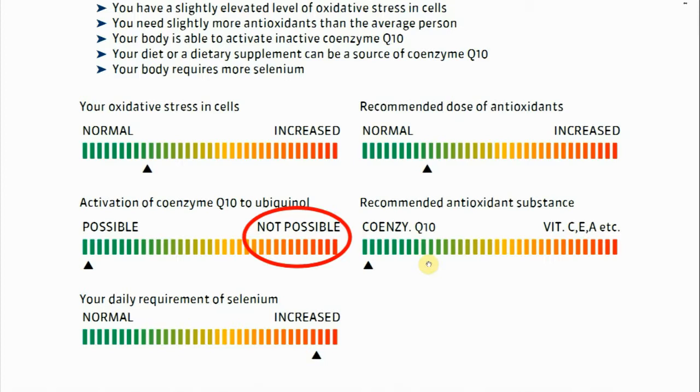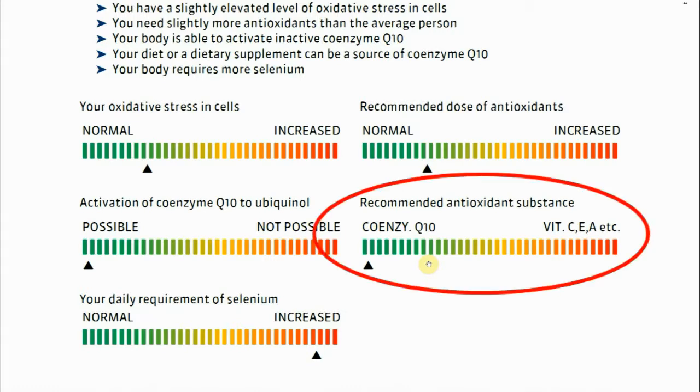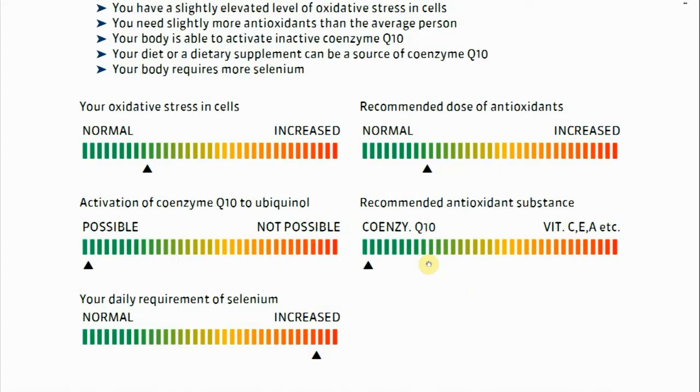Then some of you will now probably find out that you've taken coenzyme Q10 for years and you cannot process it and it will resolve nothing. And here you see the recommended antioxidant substance, coenzyme Q10 or alternative vitamins, depending on where you are. And again, we can take this information, we find out if you need more vitamins or not, and then we choose which type of food to recommend to you.